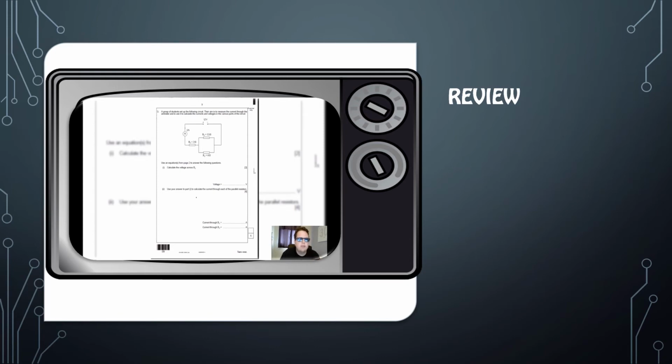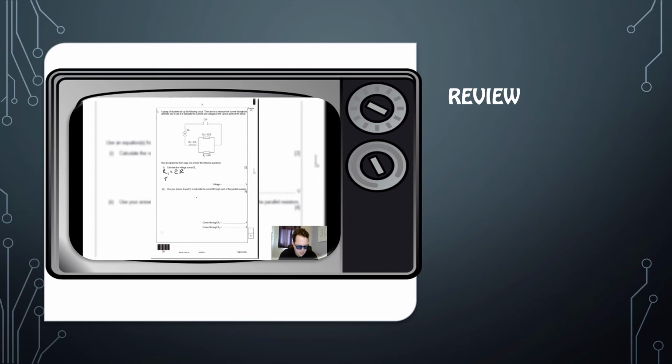This is very similar to following the methodology that I put in the previous slides. So we're asked to calculate the voltage across R1. So let's look at R1. Let's see what we already know. Well, we know it's a resistor, so we know that the actual resistance of R1 is 2 ohms. That is written on the page. And if we go a little bit further back round, we can see that there is 2 amps going through R1, because it's in series with that ammeter.